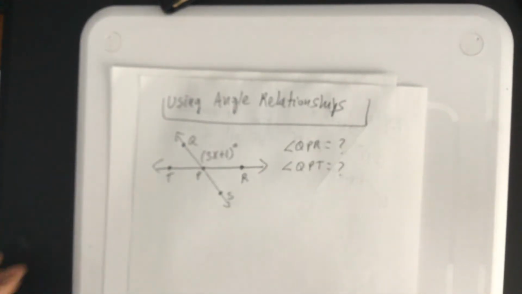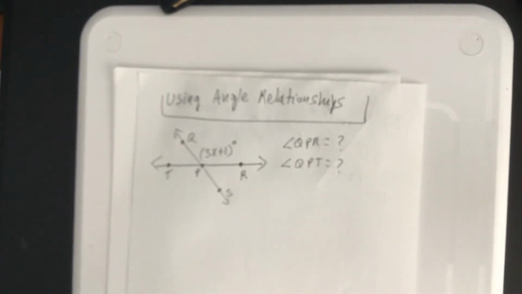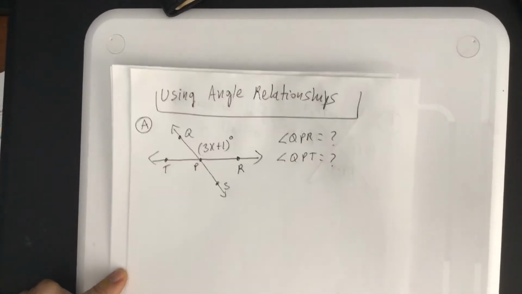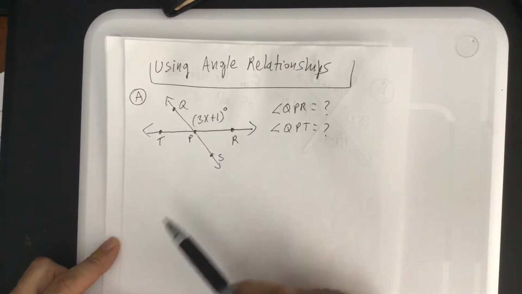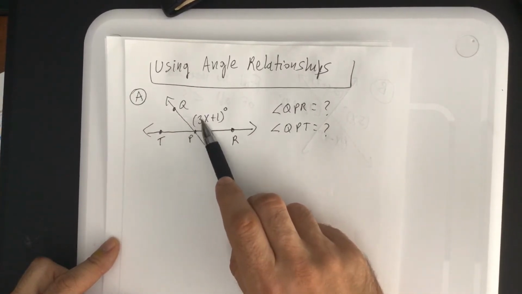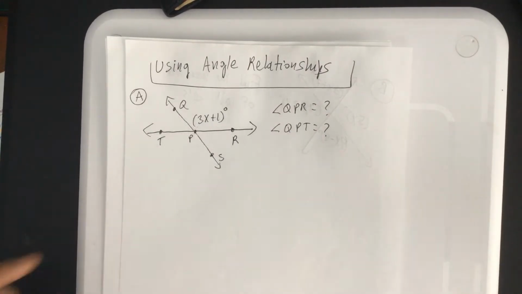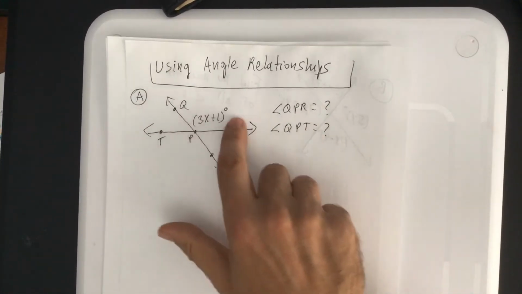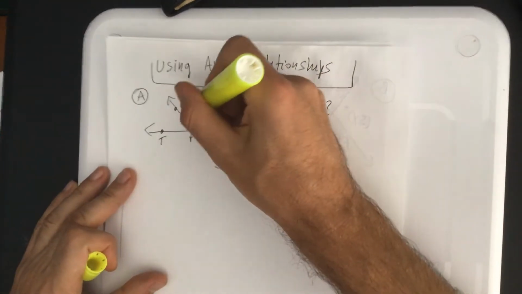All right, so let's talk about using angle relationships, okay? In this problem, let's call it example A, we've got two lines crossing each other, and this angle is 3x plus 1. They want to know the measurement of QPR, which is this angle here. I don't know this measurement. I don't know this one.